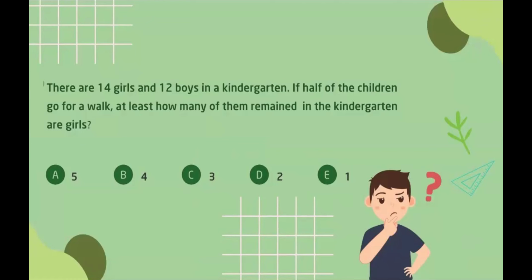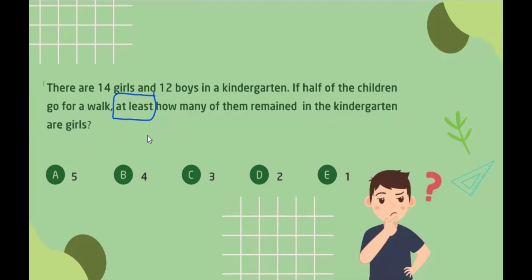Okay, now, as usual, stop the video for 3 seconds and think about it and get back to me. Now, there are 14 girls and 12 boys in a kindergarten. If half of the children go for a walk, at least, and remember this word, at least, how many of them remained in the kindergarten or girls?